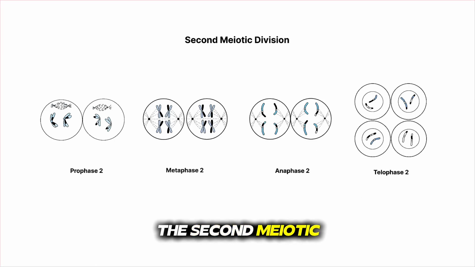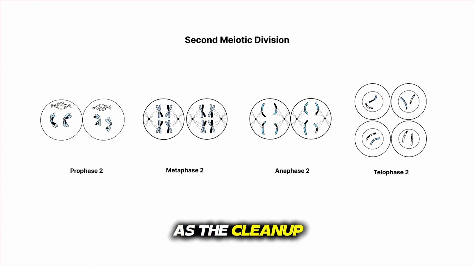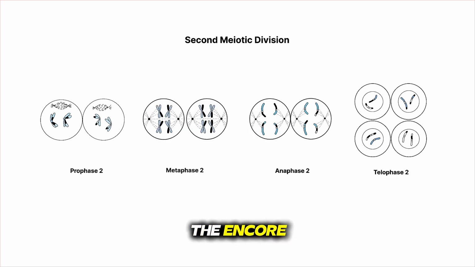The second meiotic division, the sequel nobody asked for. Think of this as the cleanup round. The first division cut the chromosome number in half, and now the second one separates the sister chromatids. Basically, the cell making sure each new cell gets its own copy. It's like when a band breaks up and every member goes solo. Let's walk through the encore.